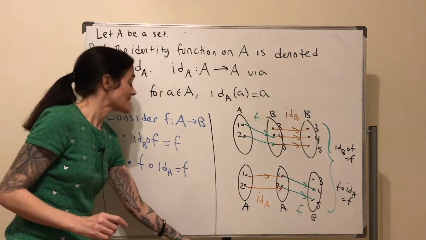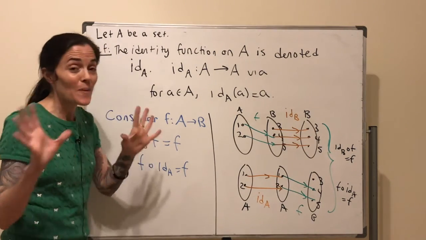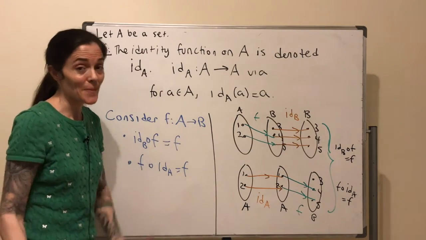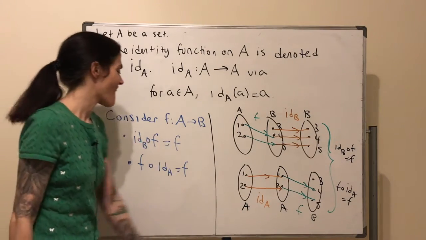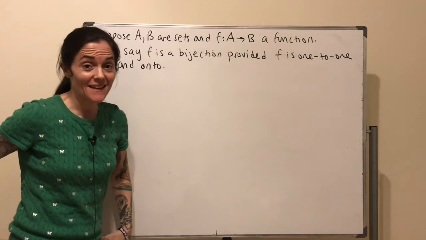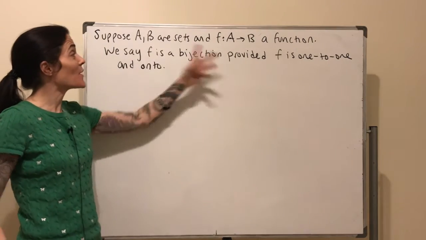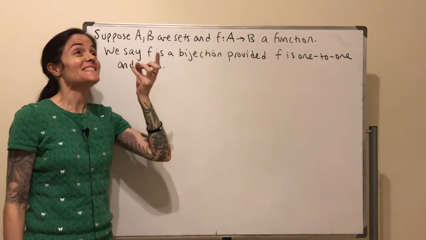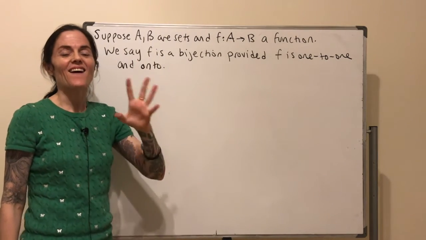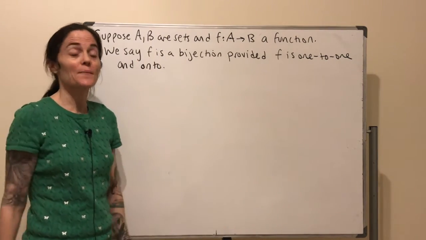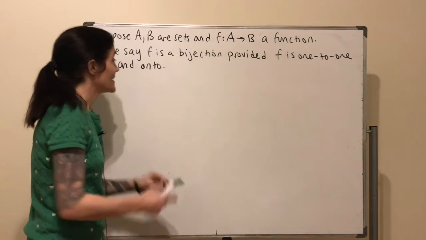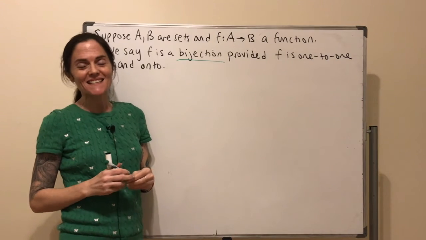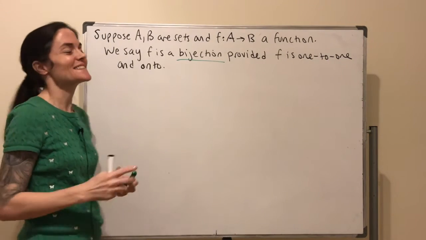Now we'll go back to this concept of one-to-one and onto and talk about bijections. This is something I mentioned in the last lesson: when you have a function from A to B, if the function is both one-to-one and onto, this is called a bijection. We need both. Now, why are bijections so fabulous?